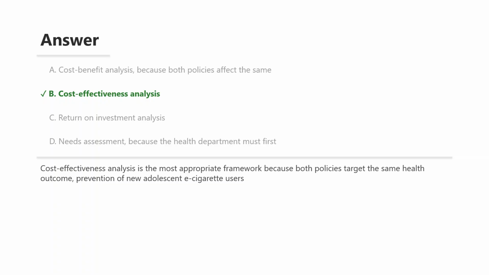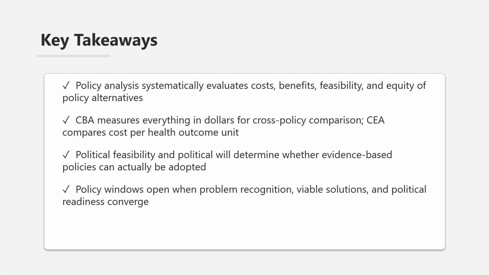CBA would require monetizing the health benefit of preventing e-cigarette use, which is unnecessary when both policies produce the same outcome type. ROI is a financial metric, not a health policy evaluation tool. A needs assessment is a separate process that would have already occurred before reaching the policy evaluation stage.